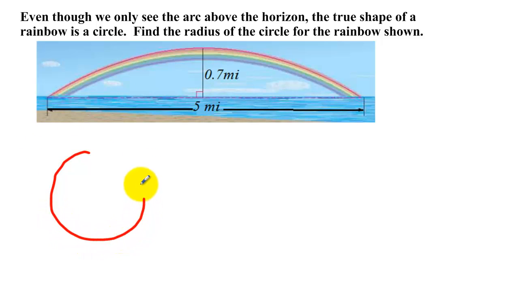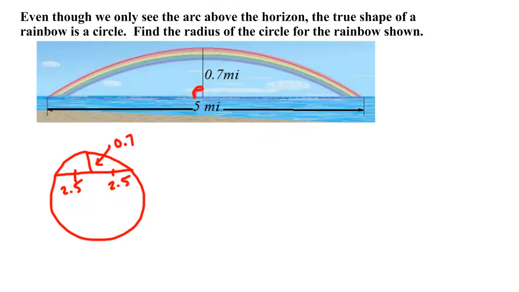So if we had the whole circle, we would only see the part that's above the horizon, and this is 5 miles across the horizon, and the 0.7 miles that we see above the horizon right there. So let's just sketch that in our picture. Now the 5 miles has actually been chopped in half. Did you guys see the right angle right there? And that means that that chord got bisected. So let's put 2.5 instead of the 5 miles, and another 2.5.